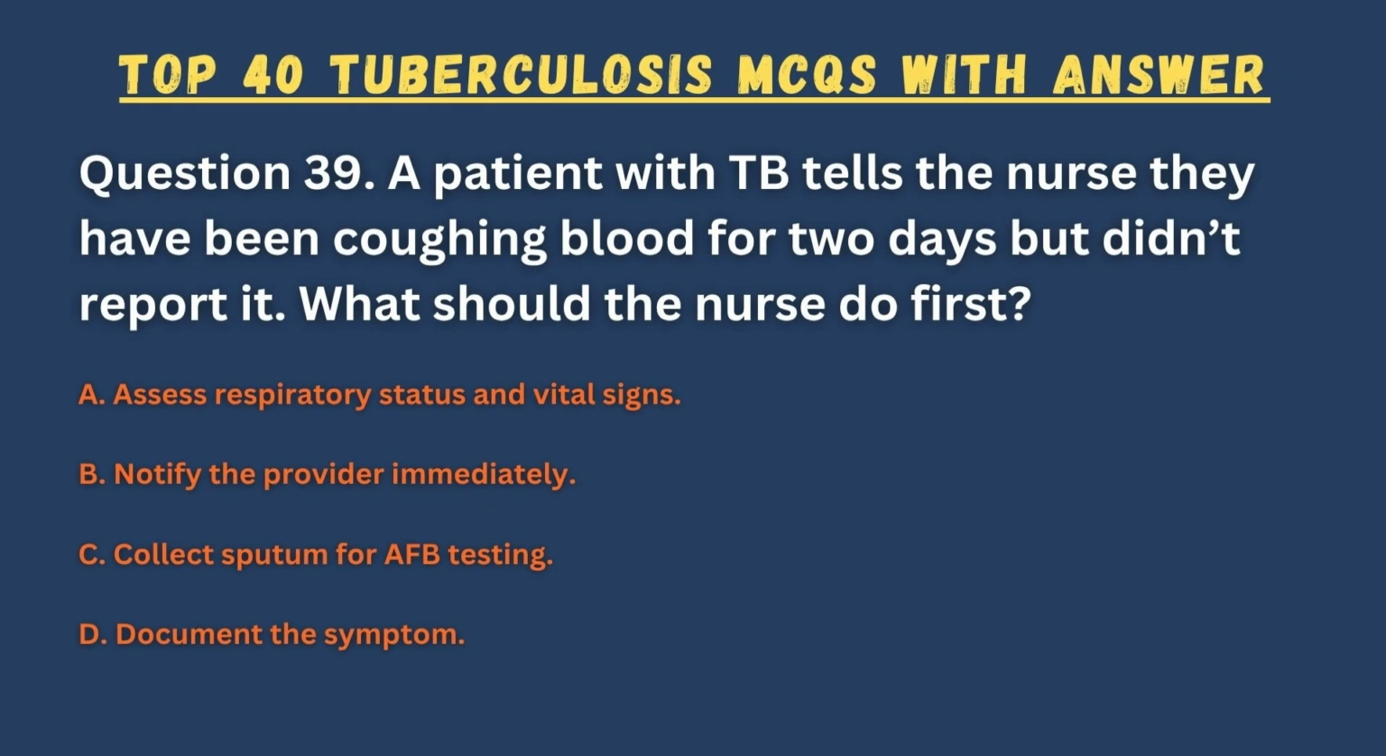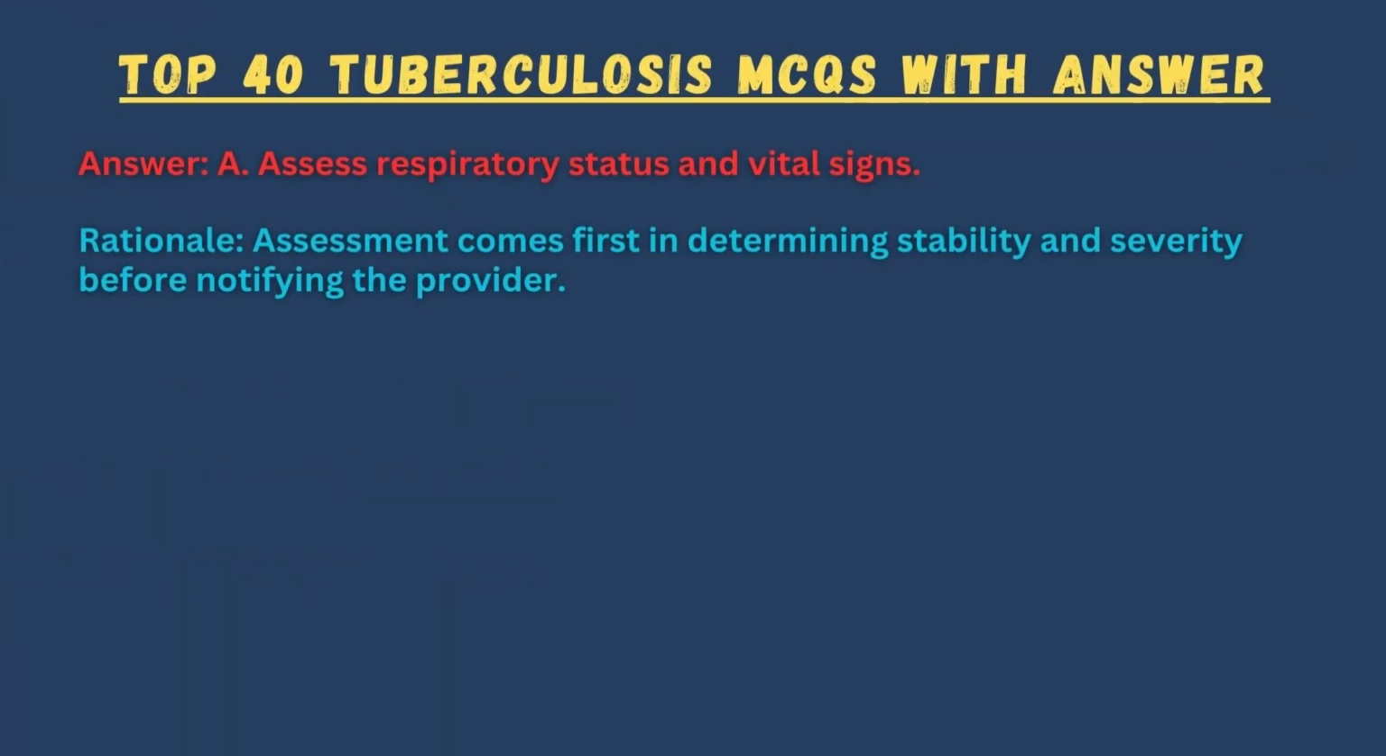Question 39. A patient with TB tells the nurse they have been coughing blood for 2 days but didn't report it. What should the nurse do first? A. Assess respiratory status and vital signs. B. Notify the provider immediately. C. Collect sputum for AFB testing. D. Document the symptom. Answer: A. Assess respiratory status and vital signs. Rationale: assessment comes first in determining stability and severity before notifying the provider.